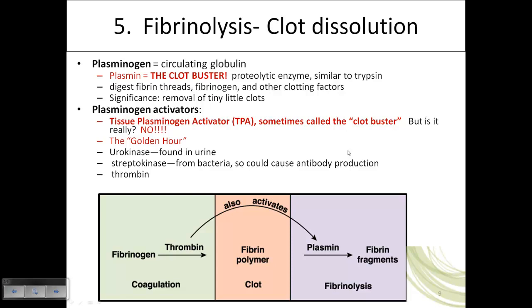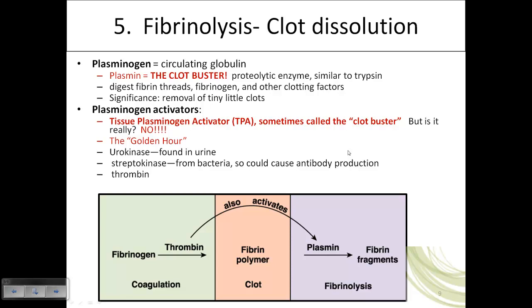This is the clot buster. It actually breaks down those fibrin threads. It's a proteolytic enzyme. What that means is it's an enzyme that chews up, hydrolyzes other proteins. It's very similar to trypsin, a proteolytic enzyme that your pancreas releases for you to digest proteins that you've eaten. So this plasmin, the clot buster, is going to hydrolyze the fibrin threads. This is significant because it means that once those micro tears in our blood vessels have been repaired, now those tiny little clots can be removed.